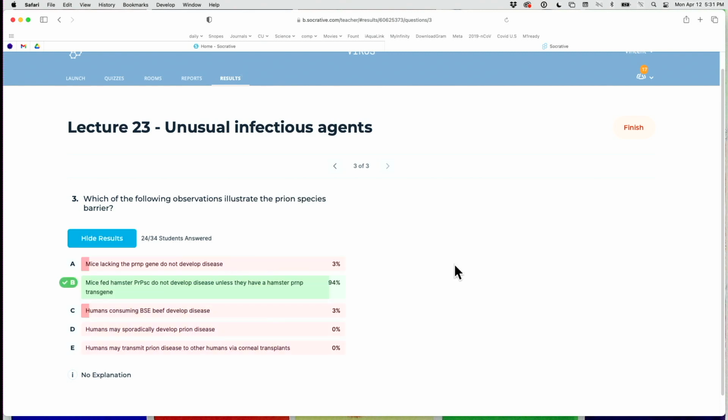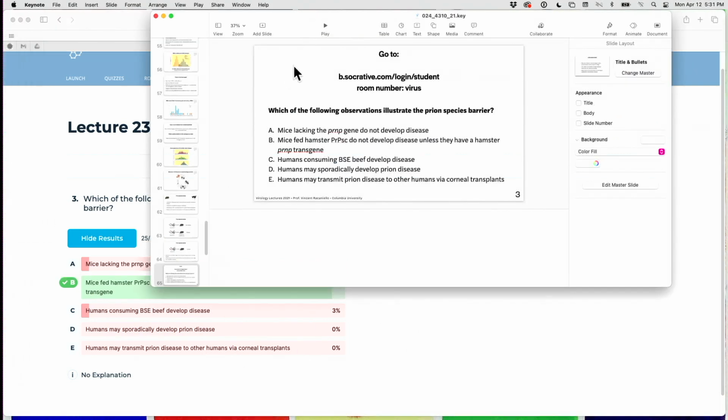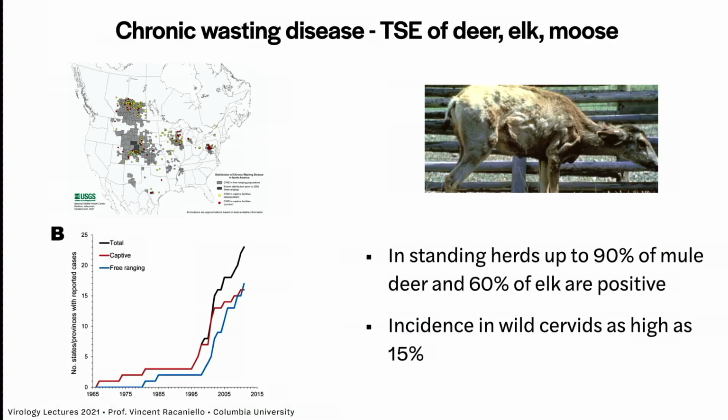Okay, that's right. Most of you got the right answer. B, mice fed hamster PrPSc do not develop disease unless they have a transgene. So mice lacking the gene do not develop disease. That has nothing to do with the tropism, the species barrier. Humans consuming beef develop disease. That doesn't illustrate the barrier. And the last two, they do not illustrate the barrier. This B does illustrate the barrier.